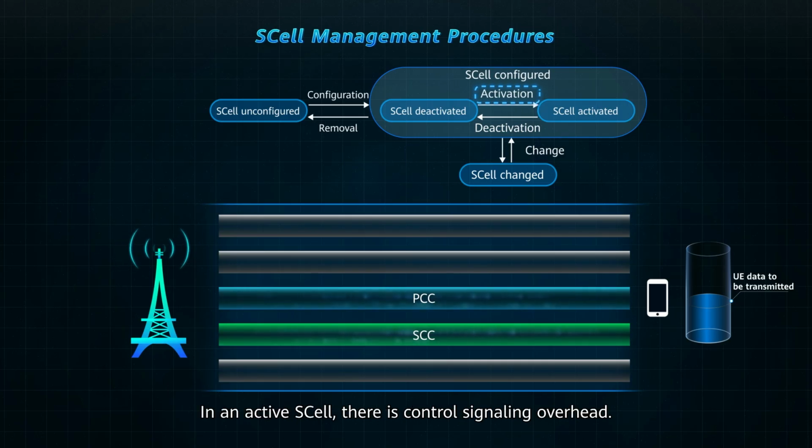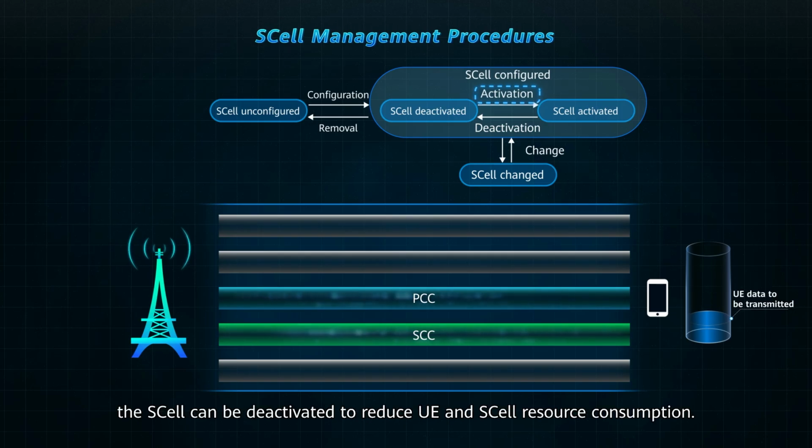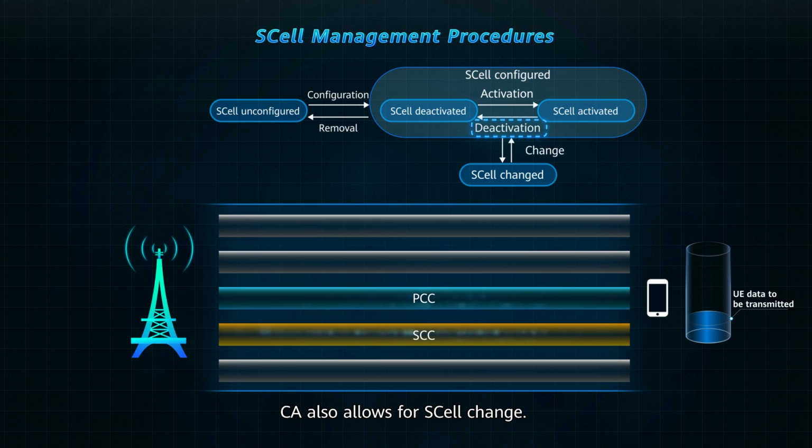In an active S cell, there is control signaling overhead. When traffic is light, the S cell can be deactivated to reduce UE and S cell resource consumption. CA also allows for S cell change.